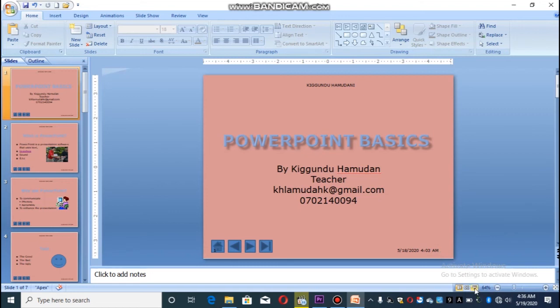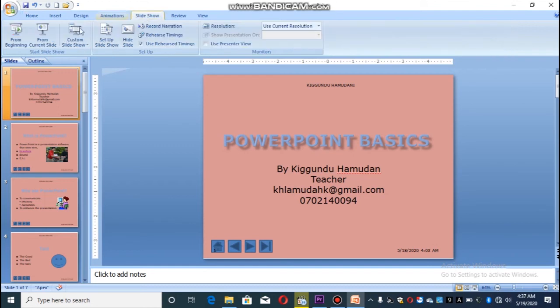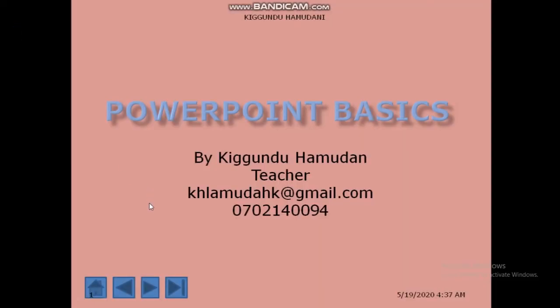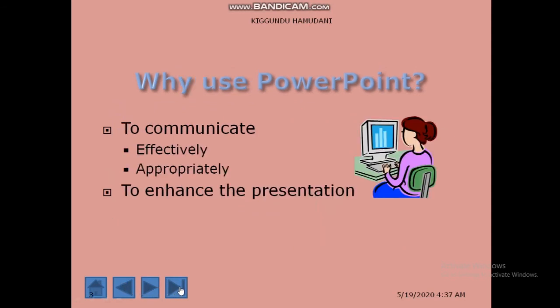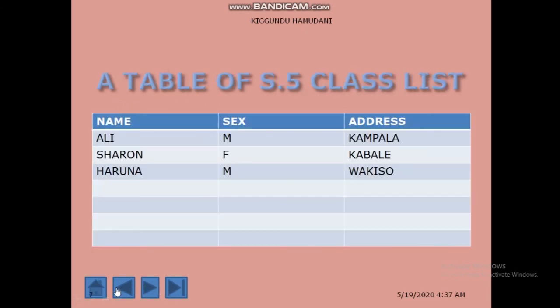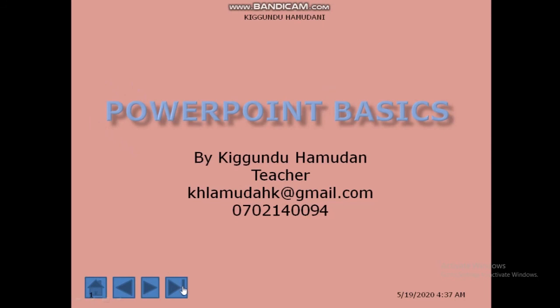We shall click on the slideshow view, or we click on slideshow tab. We click from beginning. So from here, if you want to go to the next slide, you click on next button. If you want to go back to the previous slide, you click on previous button. And if you want to go to the last slide, you can click on the end button. And if you want to go back to the first slide, you can click on the home button. And that's how our action buttons are used during our presentation.